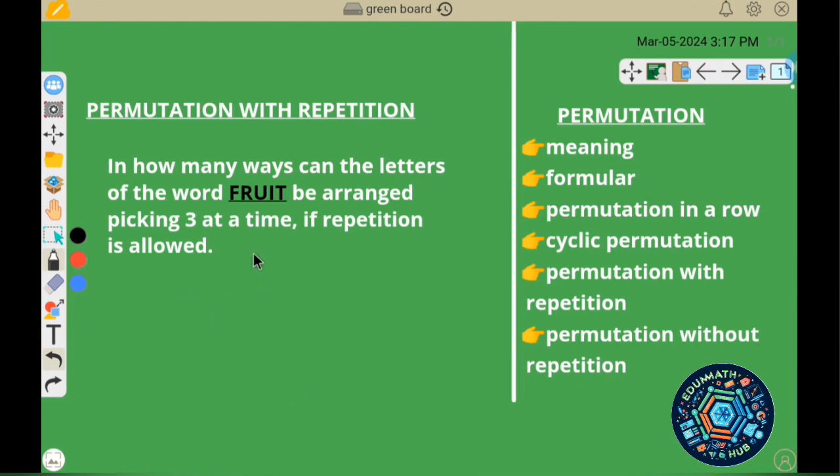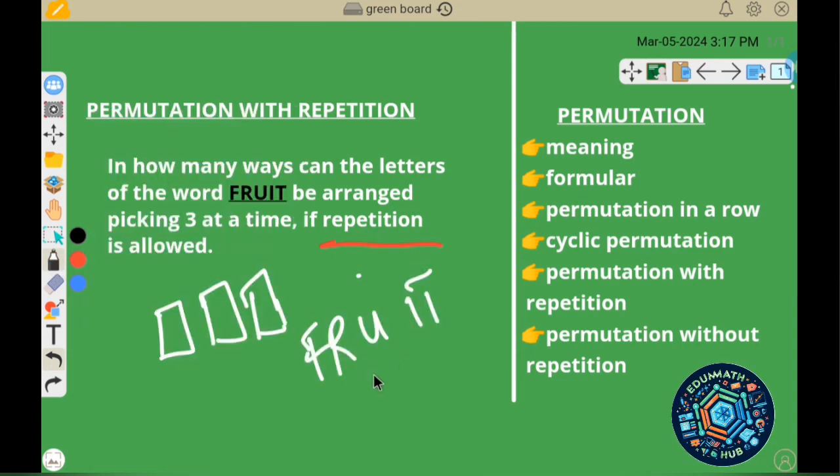Okay. So welcome back. I made a slight change to the question. In how many ways can letters of the word fruits be arranged, 3 at a time if repetition is allowed? So I added this word repetition. So repetition is allowed in this case. You are picking 3 at a time. So that's why you have 3 boxes. But this time, anything you pick, you can also pick it a second time. Okay, you can pick it again. So there's no deduction in this case.